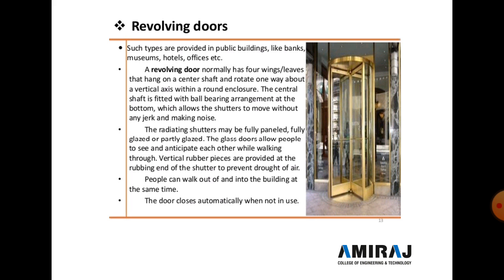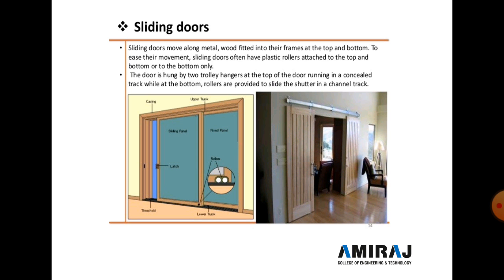draught of air. Now people can walk out into the building at the same time, and the door closes automatically when it is not in use. So this type of door is generally seen in public buildings, and generally in a museum. Now the second type of door is a sliding door.